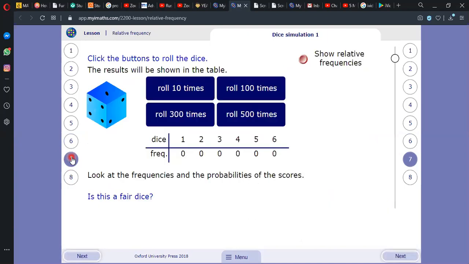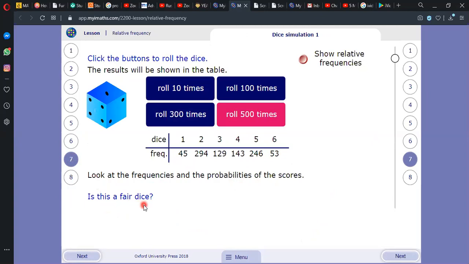Moving on. We have to click the buttons to roll the dice. The results will be shown in the table. If you roll 10 times, that's what you have. Roll 100 times, see your result for the frequencies for the dice. Roll 300 times, roll 500 times. Look at the frequencies and the probabilities of the scores.